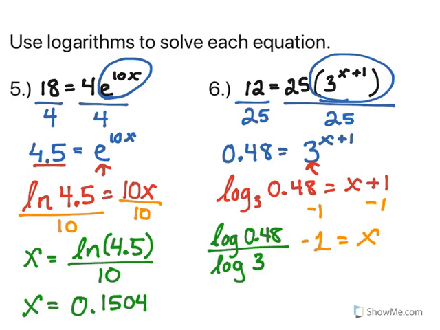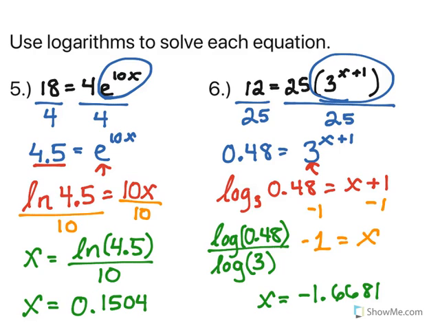Now again, parentheses are super important with this. So there are parentheses around the 0.48 and there are parentheses around the 3, and then we want to do the subtract 1. So do your change of base first, hit enter on your calculator, then hit subtract 1, and you should end up with a final answer of x equals negative 1.6681.